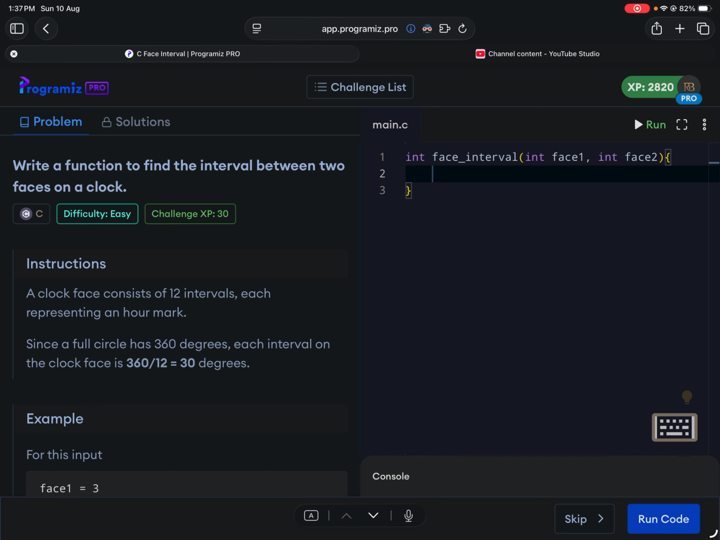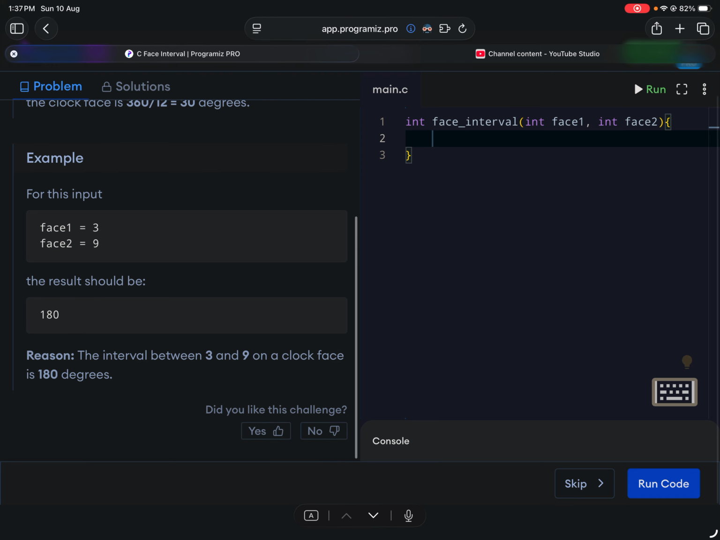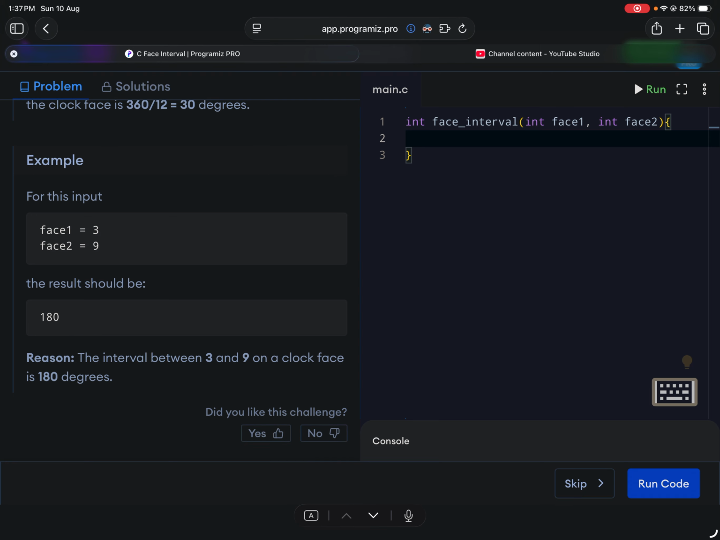Since it has 360 degrees, each interval is 360 divided by 12, that means 30. In this case, suppose we are given 3 and 9. We need to subtract phase 2 minus phase 1. That will give us how many intervals there are: 6. Then we multiply that with 30 again to get 180. That's 180 degrees, and that's what we need to find. What's the degree in that?